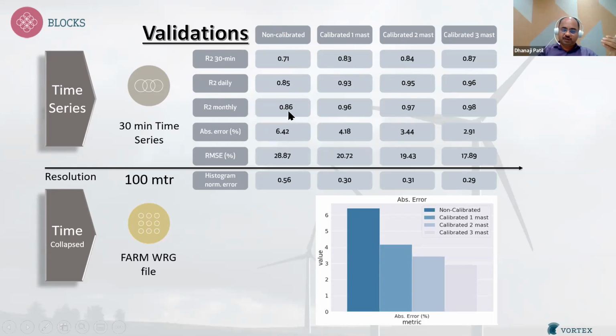When you see the daily correlations with the model output, it was 0.85, and you can see how it improves with the calibration. Then we also validated other metrics: root mean square error, the histogram normalized error, then the absolute error, which was about 6% on these 56 sites without calibration of the model output. And then by using the metmast information for calibration, you can see the absolute error decreased drastically. With three metmasts, it was less than 3%.